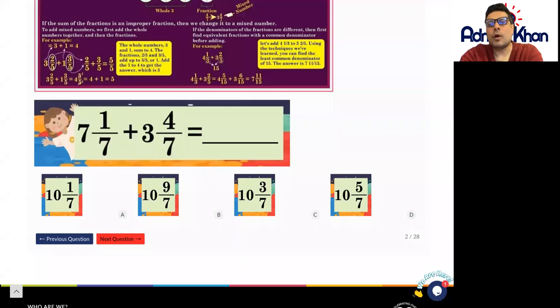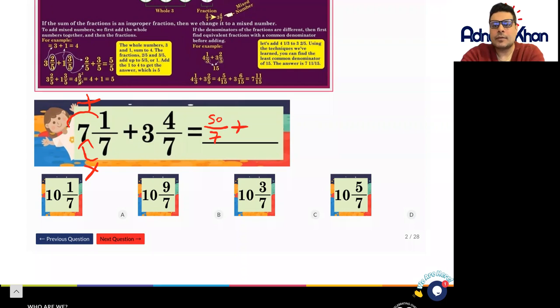So 7 1/7 plus 3 4/7. Multiply these two numbers together, the bottom number and the side number, then add the top number. So 7 times 7 is 49. Add the top number 1, so it becomes 50. So we have 50 over 7. The denominator, which is the bottom number, always stays the same.